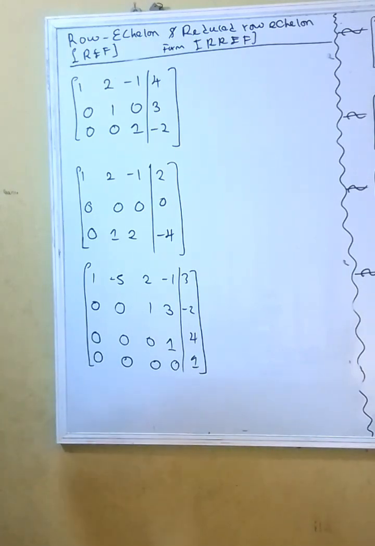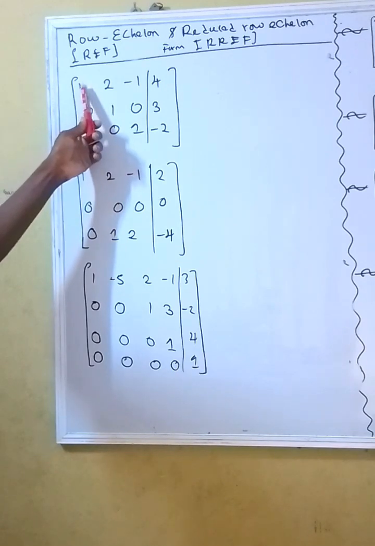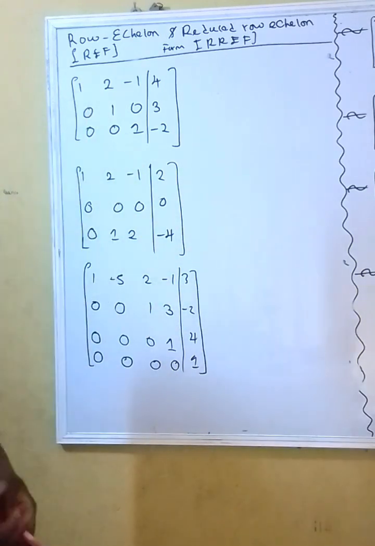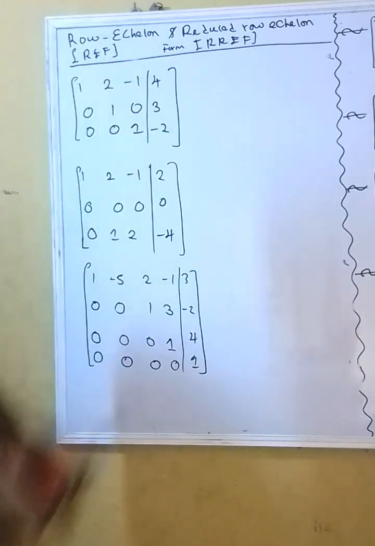Now, even without stress, I could easily say that this is in row echelon form. Why? Based on the third property. The third property tells us what? For every leading one, if there is a leading one in the first vertical position, do you get what I'm saying? The whole of the values in that vertical position will become 0.